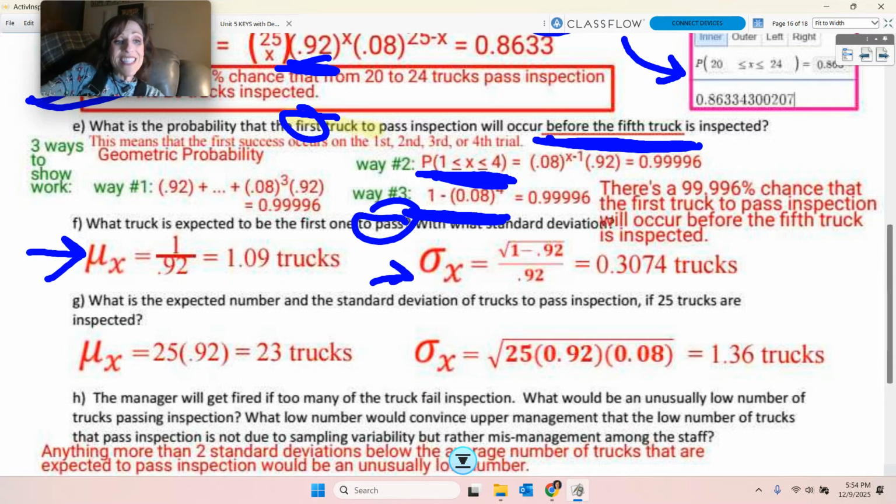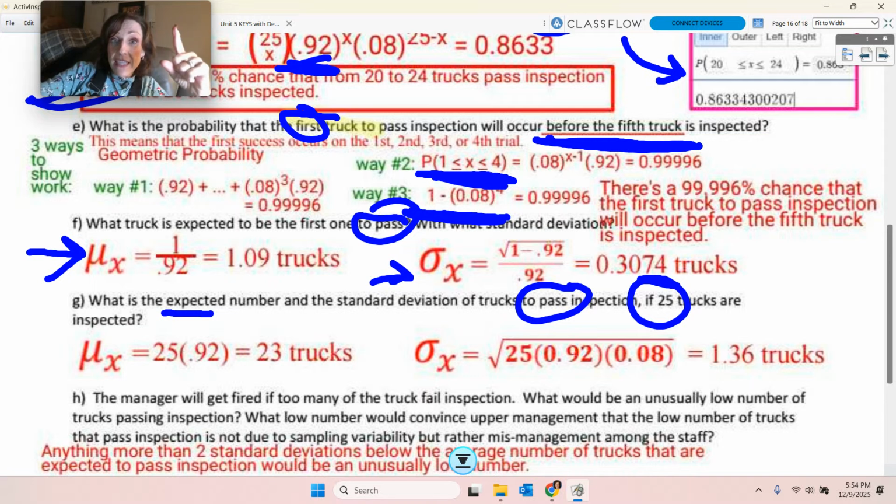But if I talk about what's the expected number out of 25, so that's out of a set number of trucks, how many do you expect to pass? So that's my success is a pass. So that's out of the N is 25. So I had to put that in there. And I'm using the binomial formulas for mean and standard deviation, not geometric.